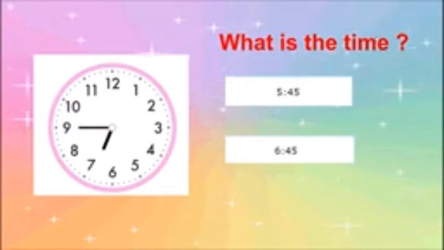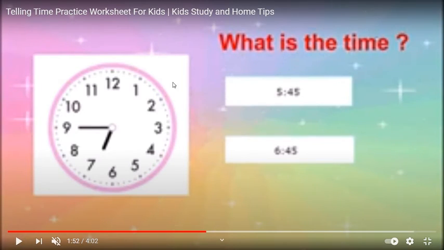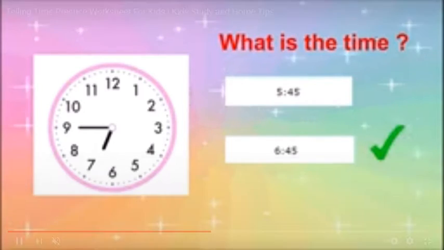Now, 7:15 or 6:45? You understand this? Start from the 5, then 10, 15, 20, 25, 30, 35, 40, 45. So it is 6:45, which means this part is not completed. After this quarter, it becomes 7 o'clock. So now the time is 6:45.